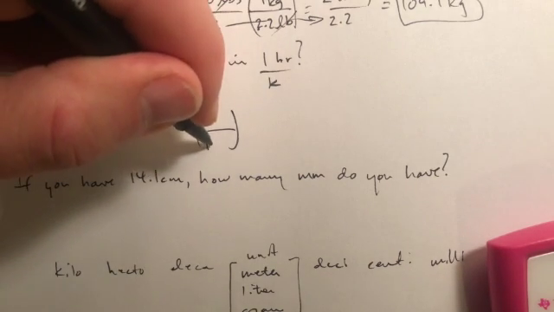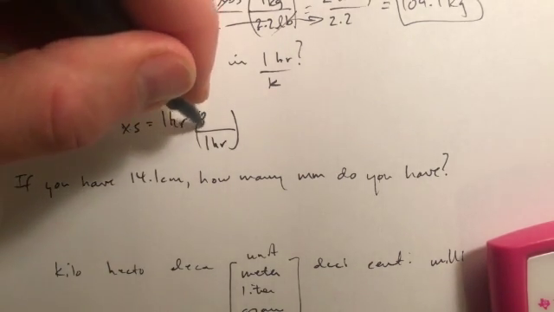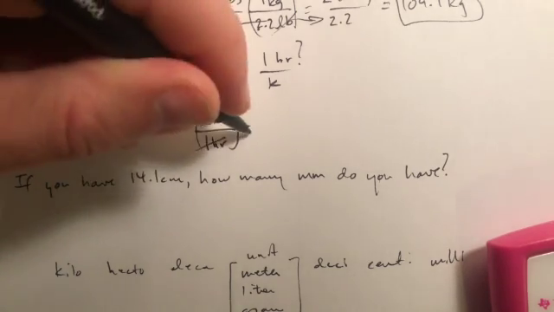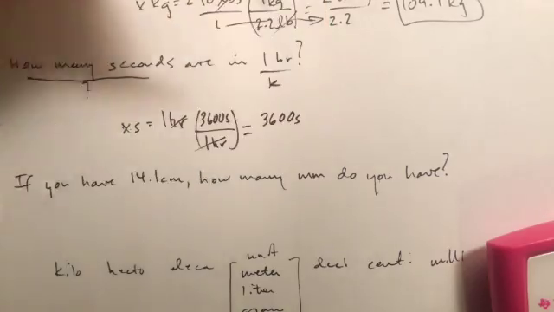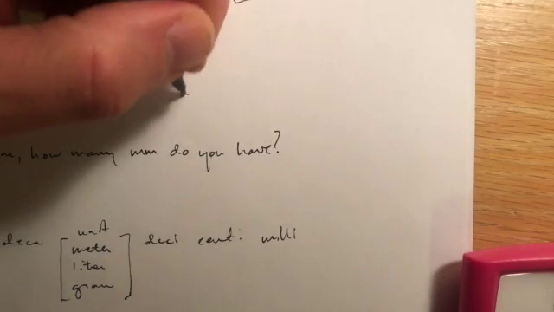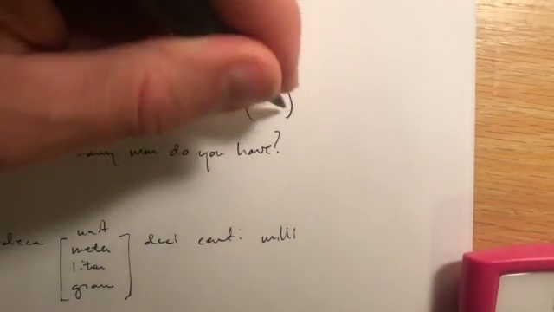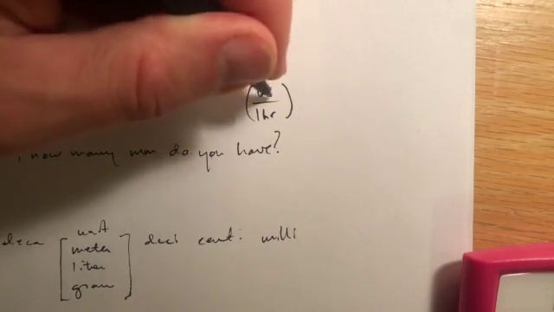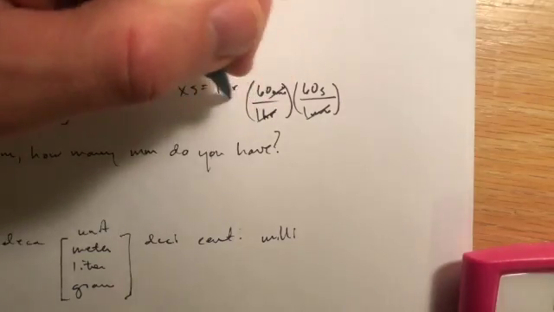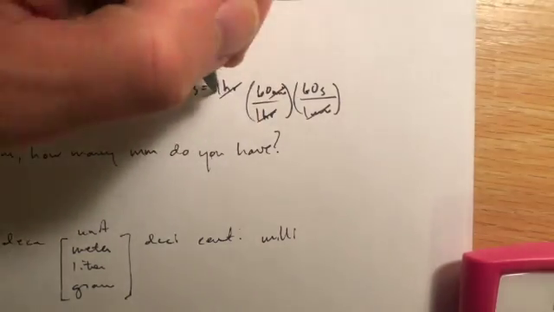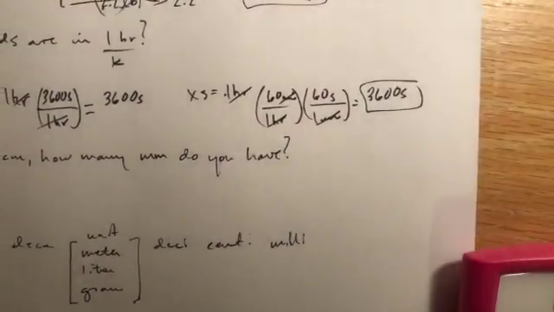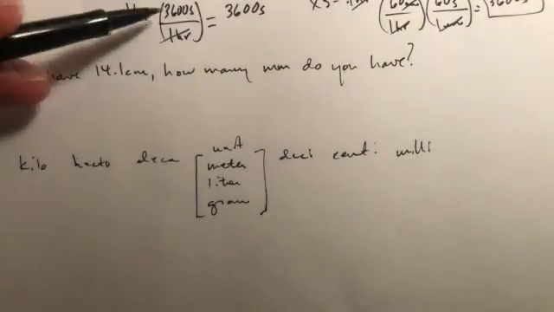And I know that 1 hour is the same as 3,600 seconds. So hours cancel hours, and I get 3,600 seconds. Okay, so I kind of knew the answer to that. What if I didn't? What if I said x seconds equals 1 hour, and I go 1 hour is the same as 60 minutes, because everybody, I hope, knows that. And then 1 minute equals 60 seconds. And I go 60 times 1 is 3,600 seconds. So, same answer. I've just done this a long time, so I know that there are 3,600 seconds in an hour.